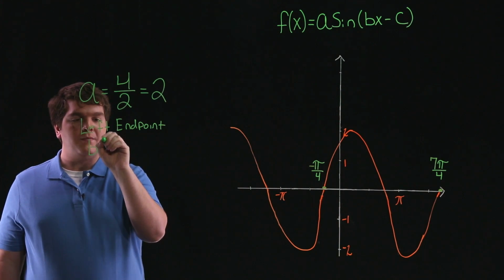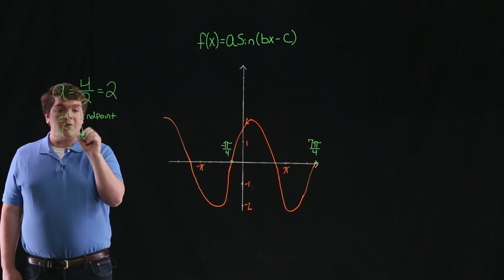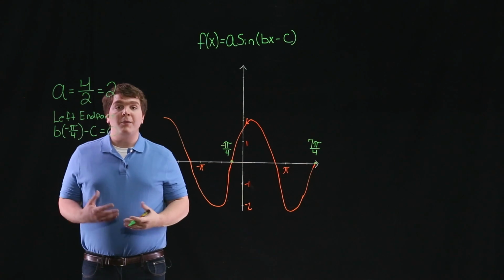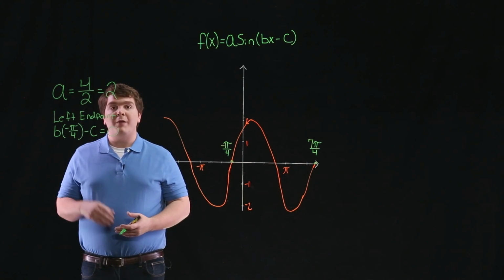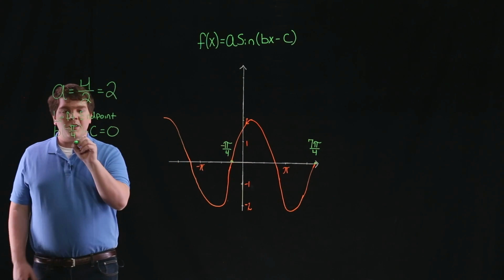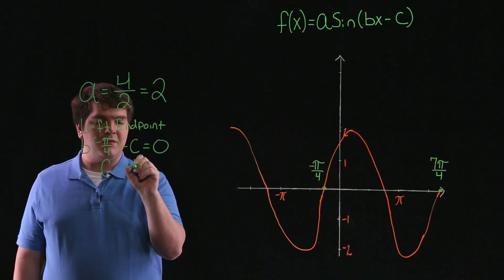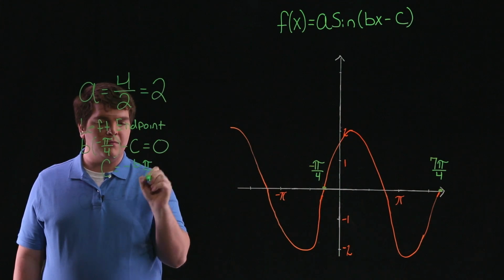leaving us with b times -π/4 minus c equals 0. And we can use this equation to solve for c in terms of the other variable. If we add c to both sides of the equation, we have c is equal to -b times π/4.